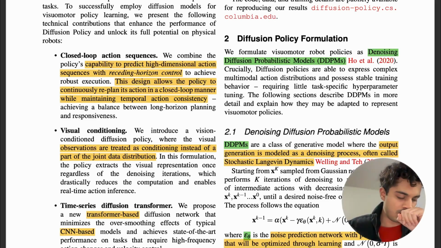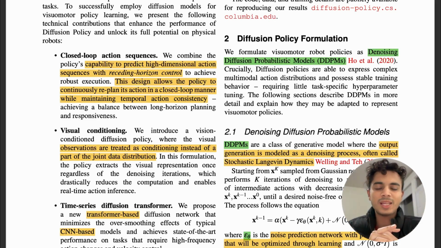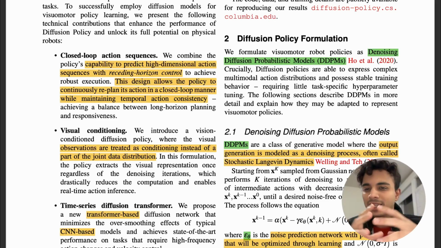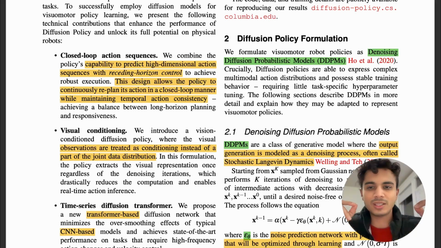Even in some cases where some disturbances take place, we are able to recover very well. That's why closed loop action sequences are so important. This design allows the policy to continuously replan its actions in a closed loop manner while maintaining temporal action consistency. Again, temporal action consistency is very important. We'll be talking in detail very soon. There is a small section dedicated to this particular property.